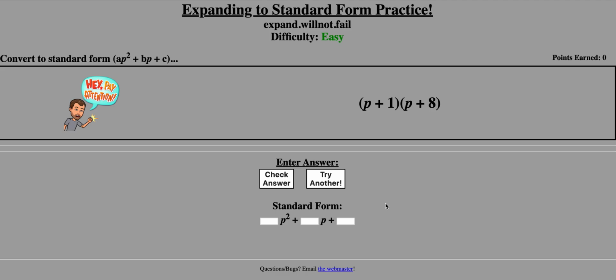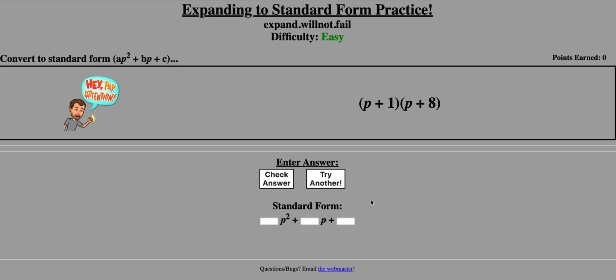This is Mr. Murray coming to you with a little video explaining how to use the expanding to standard form practice site. Also available at expand.willnot.fail. So in this website, the idea is that we're going to be given a quadratic. The quadratic, as you can see here, is going to be in intercept or factored form, and the goal is to use some method to convert it into standard form, and then once you've got it converted, to write your coefficients, your A, your B, and your C in these boxes below.